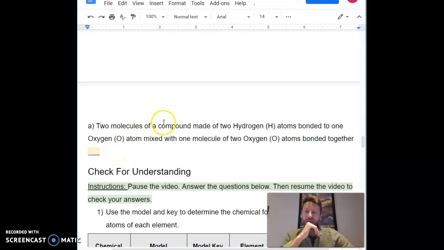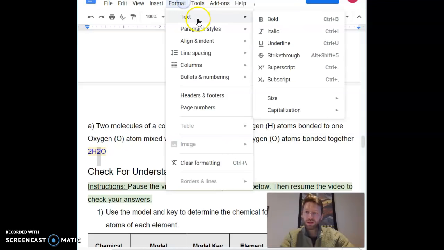2 molecules of a compound. Okay, so 2 molecules of a compound made up of 2 hydrogen atoms bonded to 1 oxygen atom. I'm just going to pause there. I'm not going to read the whole sentence. I'm going to do this one step at a time. So 2 molecules, I started by writing a coefficient of 2, made up of 2 hydrogen atoms bonded to 1 oxygen atom. So that's H2O. Got to change this 2 into a subscript.